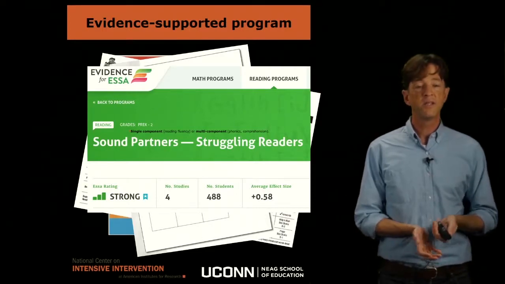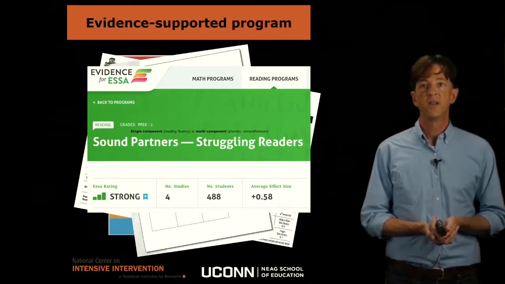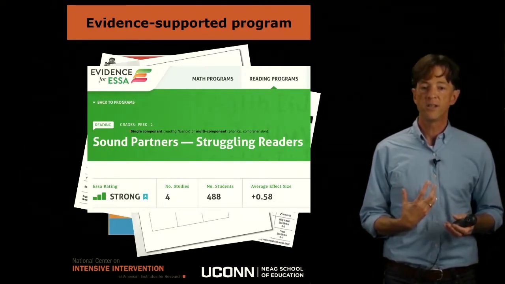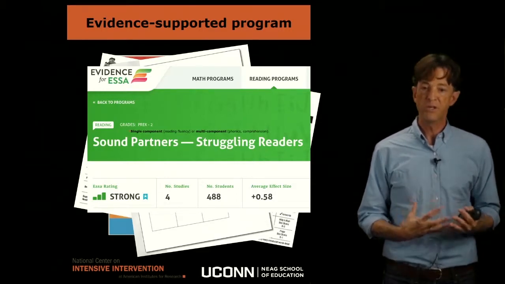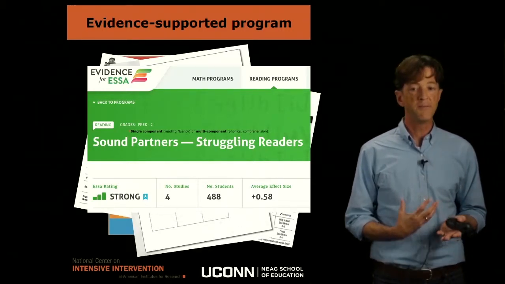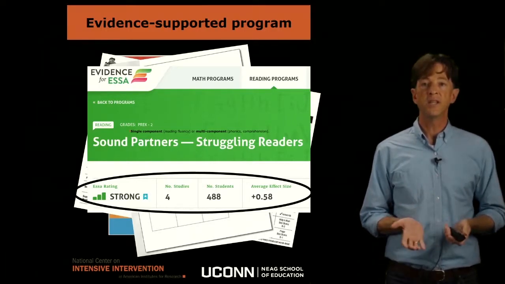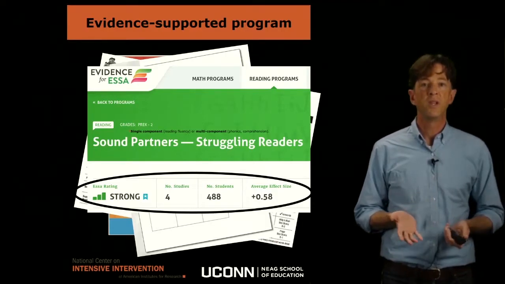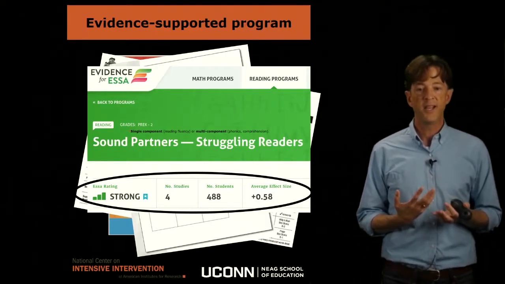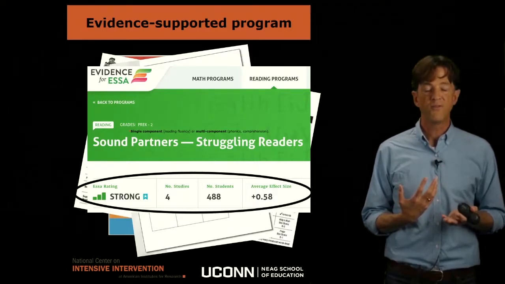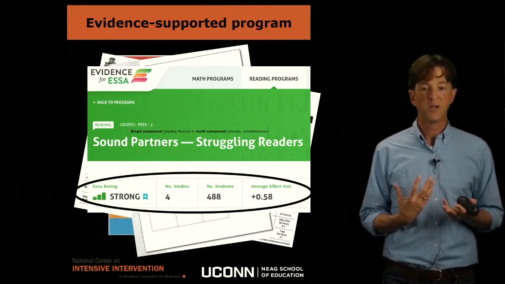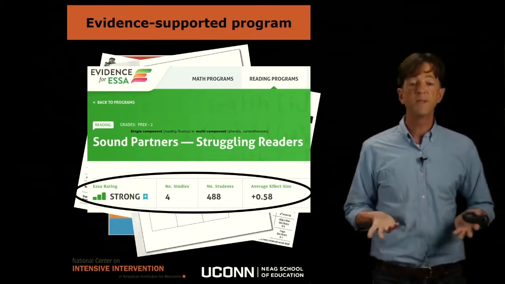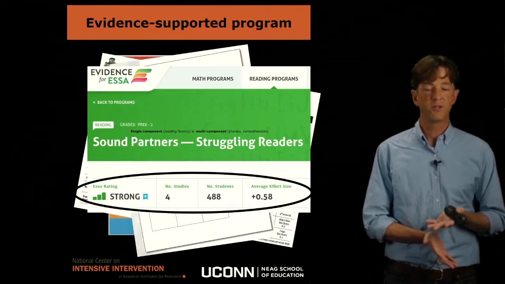And finally, this is a program that has evidence of effectiveness. So on a website, Evidence for ESSA, which is a site that evaluates the research evidence about different interventions in reading and math, we see that they've been given this rating of strong evidence based on 4 studies with a large number of students. And we see that the average effect size is 0.58, which tells us that there were meaningful improvements in student reading outcomes based on implementing this program, right? So this meets all the features and characteristics of an evidence-supported program.